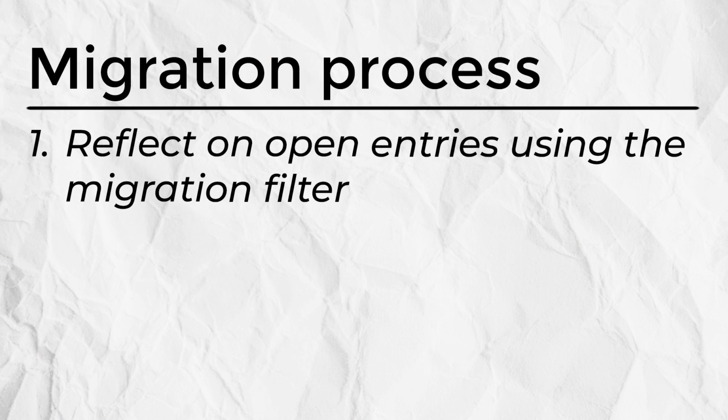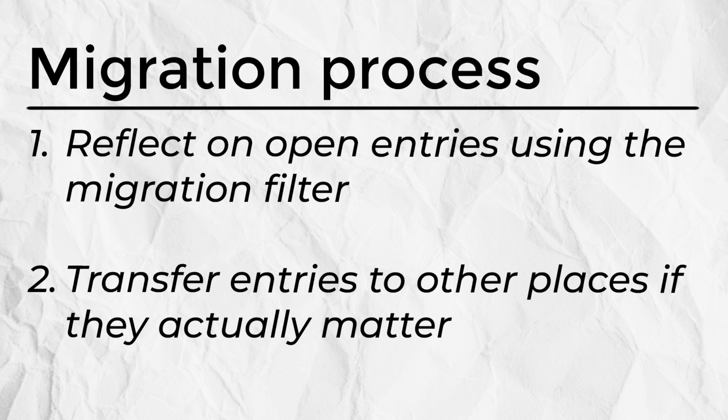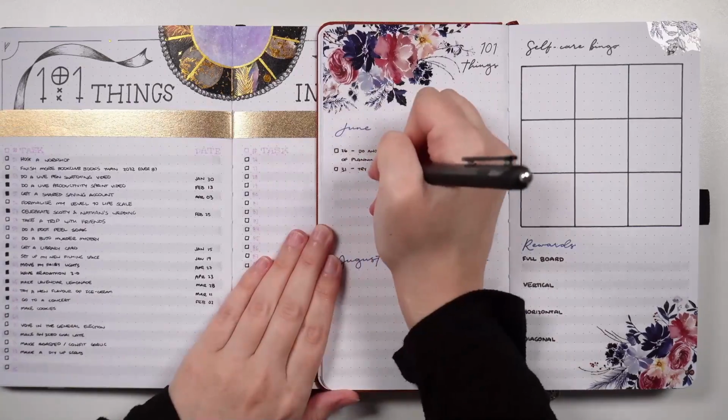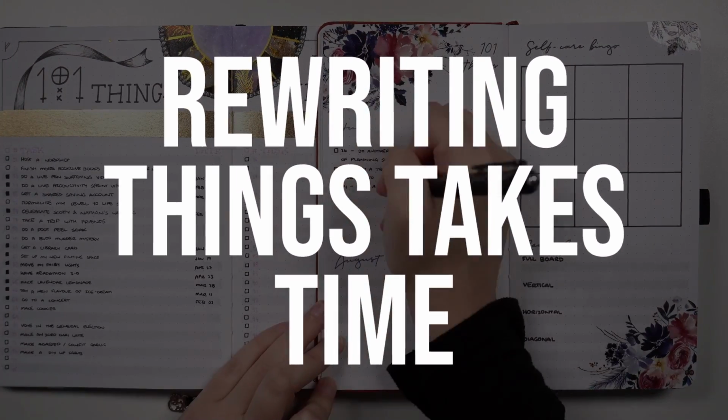Once we've done that reflection though, and we know what's being kept or what's being scrapped, then we can transfer things. So migration involves 1, reflecting on our journal entries, and then 2, transferring the ones we decide to keep. But one of the biggest complaints about the process is that rewriting things takes time. This is often one of the things that people let hold them back from getting into bullet journaling.